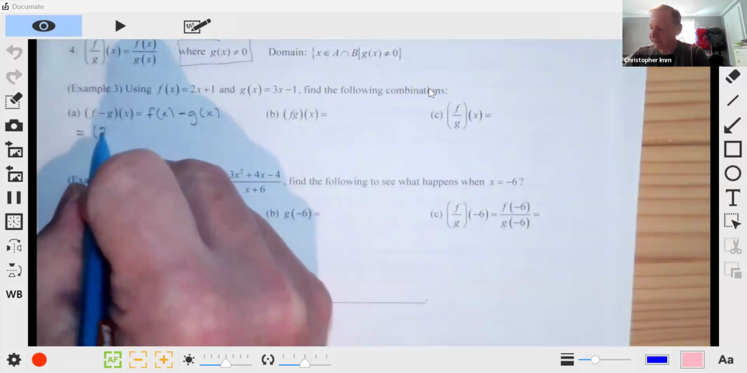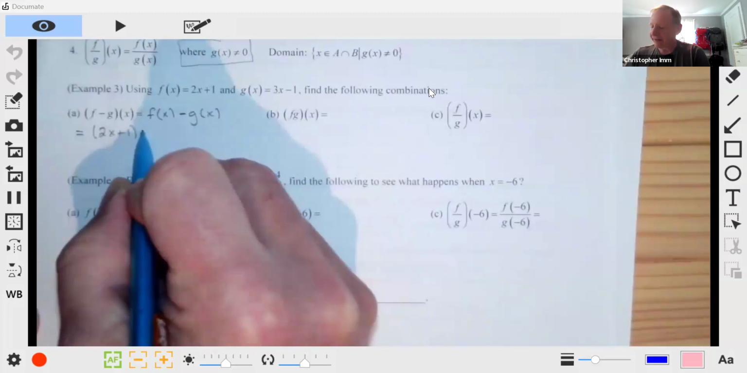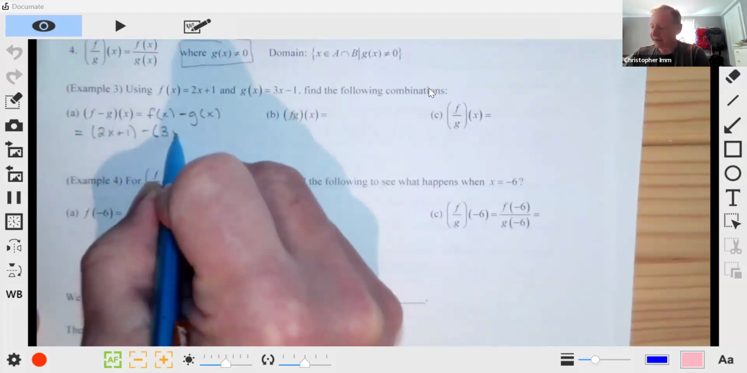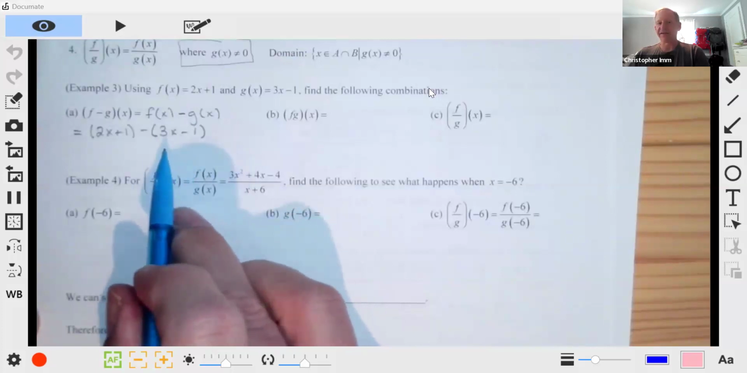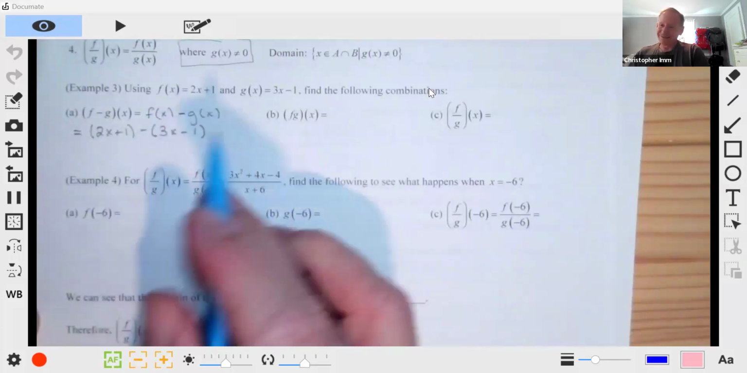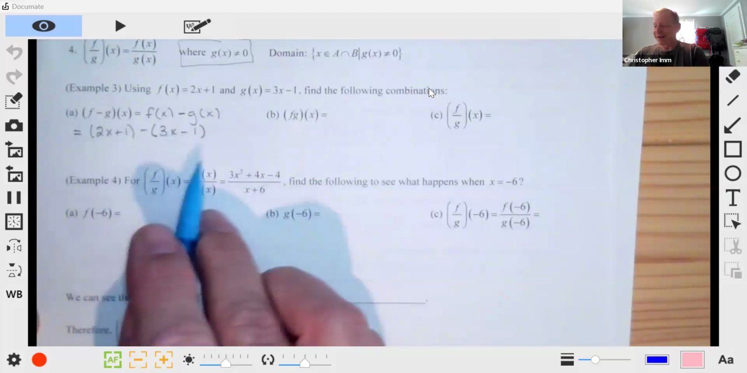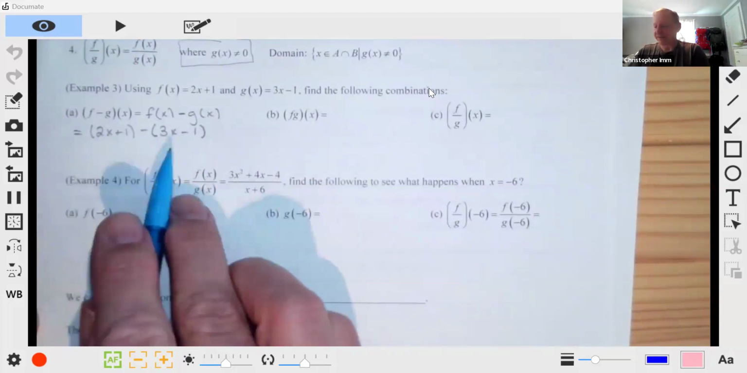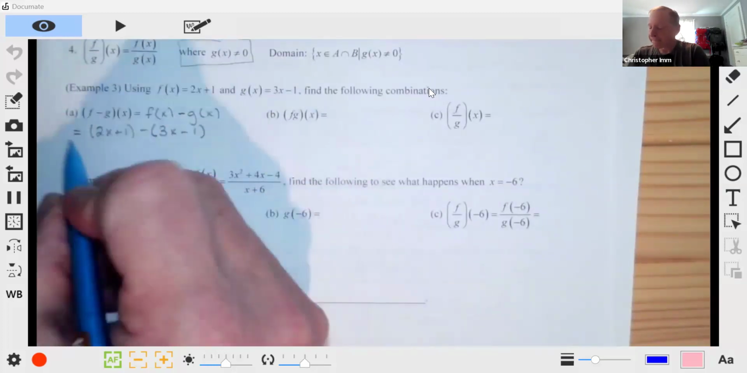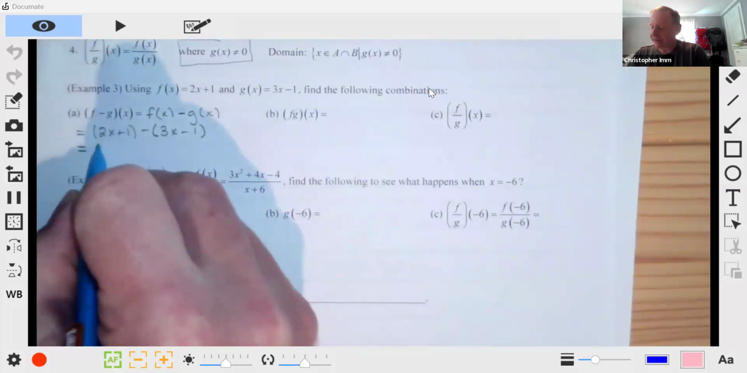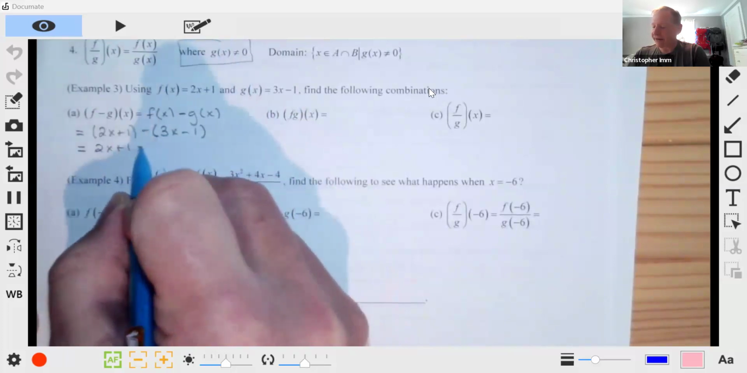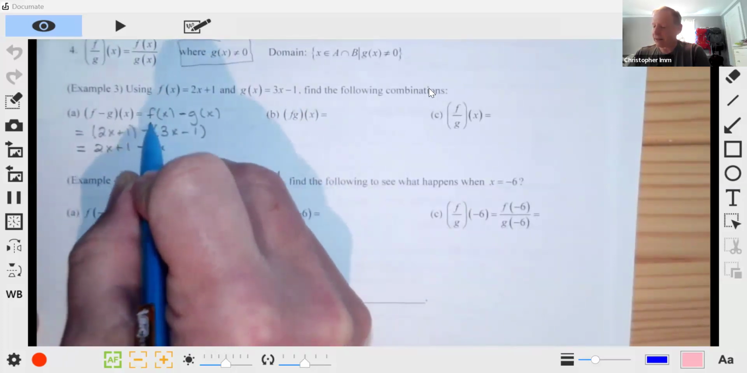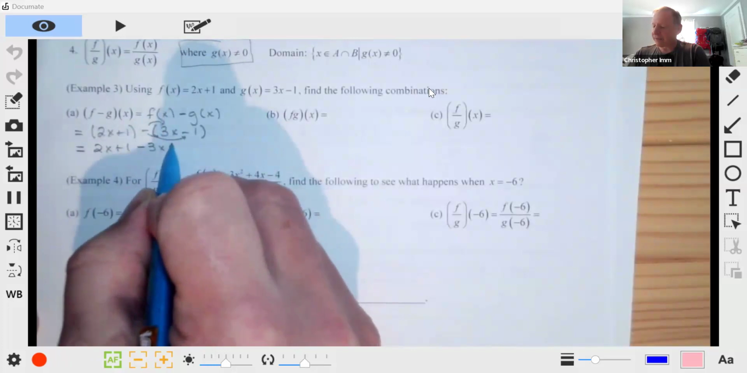I have 2x plus 1 minus parentheses 3x minus 1. It's important to have parentheses here because I'm going to distribute that negative through. Sometimes students miss that. So that's why I put both of these in parentheses, just to remind me. I'm going to clear those parentheses, so I have 2x plus 1. I'm going to drag this minus through, so I'll have minus 3x, minus a minus, so plus 1.